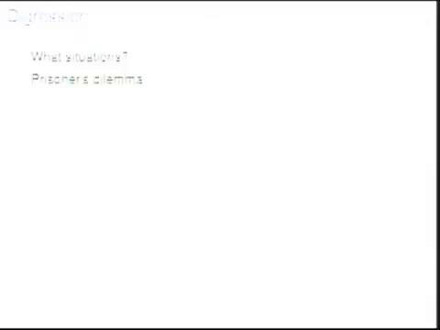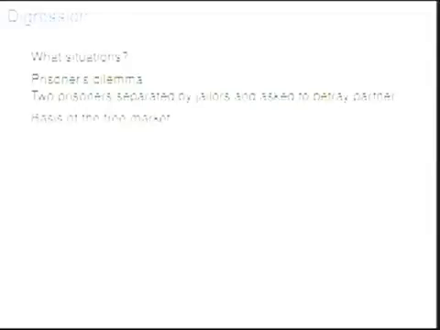Okay. So this is called the prisoner's dilemma. Two prisoners are separated by jailers and asked to betray their partner. It's also the basis of the free market. Okay. Do you see why it's the basis of the free market?